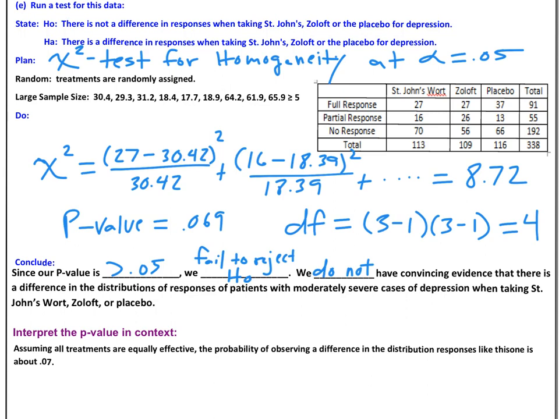A little interpretation for the p-value down at the bottom. Assuming H0 is true, that all the treatments are equally effective, there's a probability of about 0.07, 0.069. That's the probability that we would observe a difference in the distribution of responses like the one we got. Almost a 7% chance, which just isn't all that rare, which is why we failed to reject.